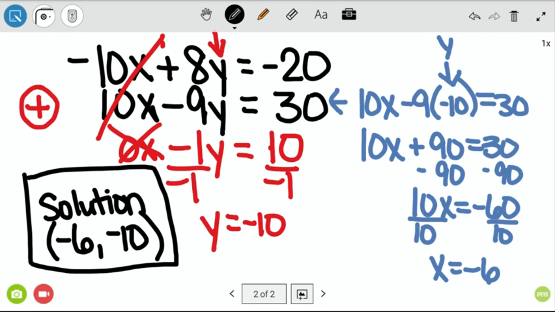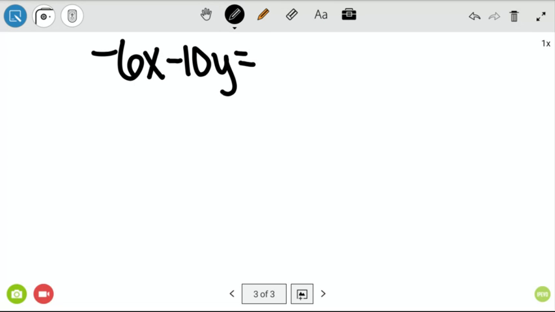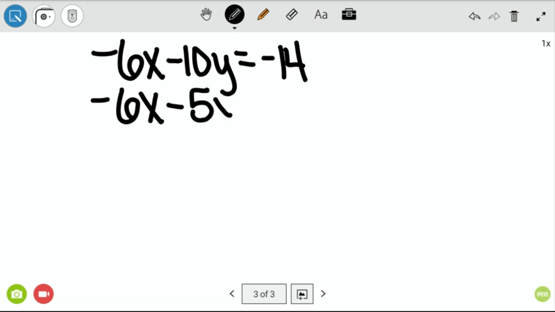All right, so I got a couple more for you. Next one here, we have negative 6x minus 10y equals negative 14. And then we have negative 6x minus 5y equals negative 19. When we are looking at this, we do not have opposites. We have the same coefficient on our x's.